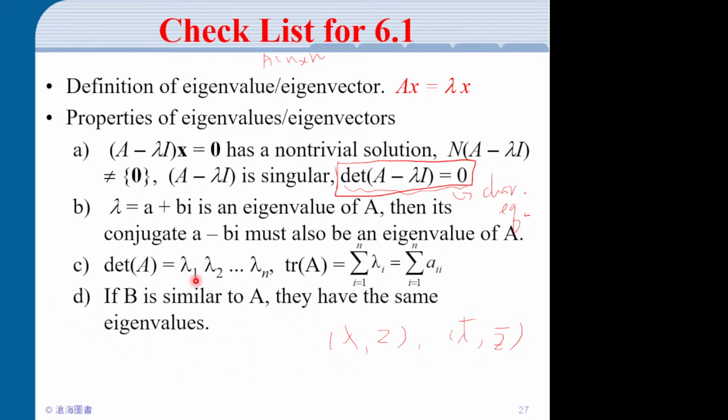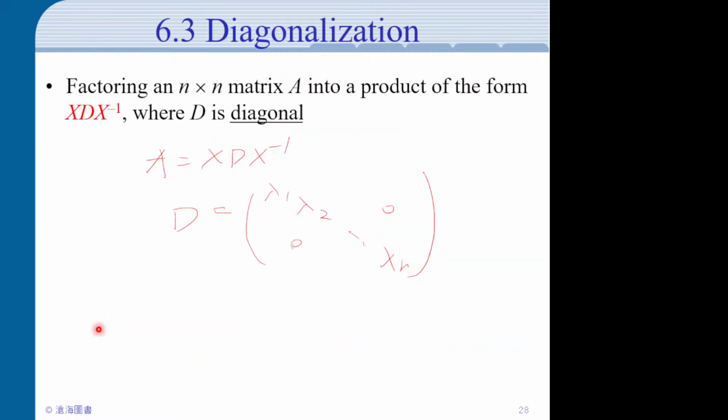We say that if B is similar to A, then they have the same eigenvalues. B is similar to A means that there exists an S such that B equals S minus 1 A S. So if B is like this, then A and B have the same eigenvalues, but they can have different eigenvectors. Trying to find a very good eigenvector is what we do in the next session, that's diagonalization.